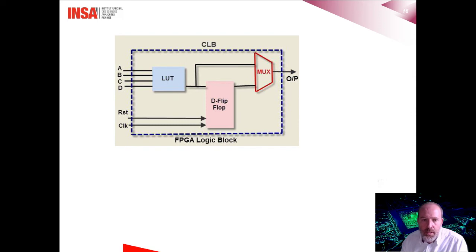Associated with this lookup table, there's a programmable D flip-flop driven by an external clock. A programmable multiplexer makes it possible to select between the output of the lookup table or the output of the flip-flop. In a logic cell, it is therefore possible to implement not only combinational circuits, but also sequential ones.